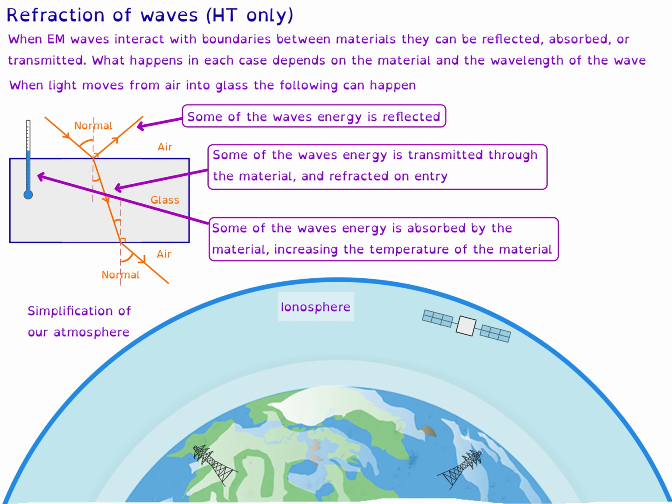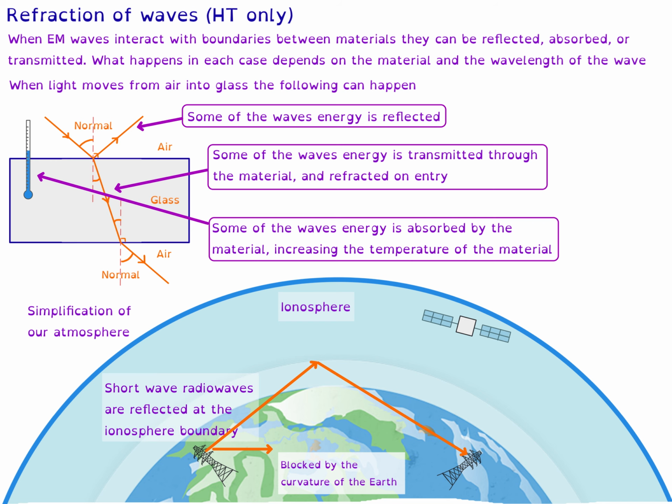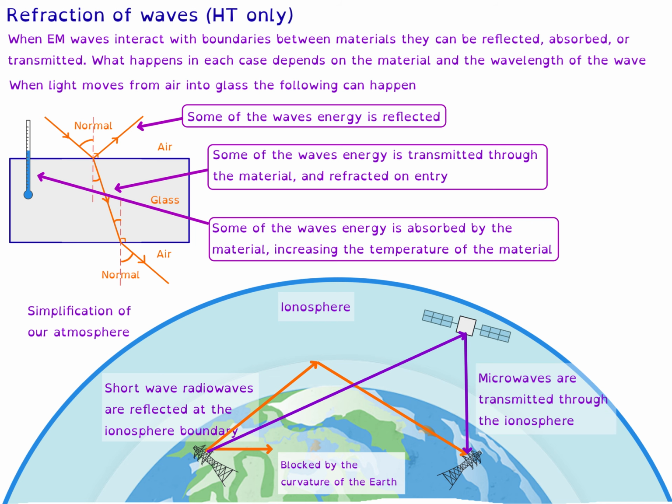Another example is how radio waves and microwaves move through our atmosphere. To get from the transmitter to the receiver, some radio waves can curve around the Earth. Others, however, will be blocked by the curvature of the Earth. But these shortwave radio waves can be reflected at the ionosphere boundary. Microwaves, however, are not reflected by the ionosphere. They can travel straight through it, which means that microwaves are very useful for communication with satellites.